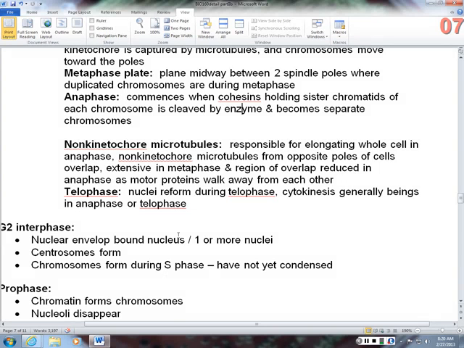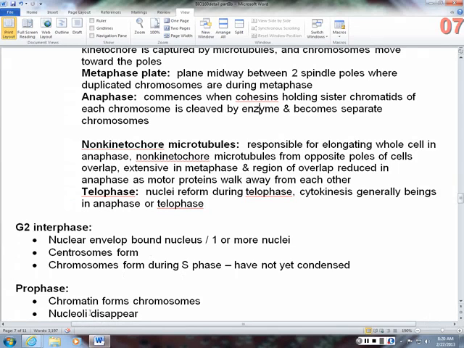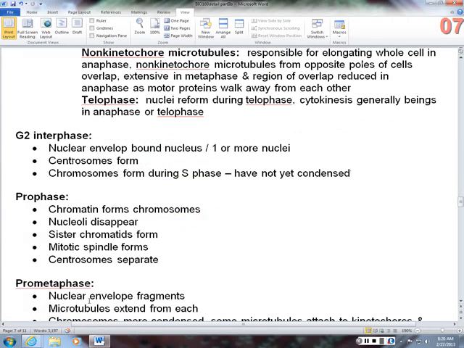So in G2 of interphase, the nuclear envelope is bound to the nucleus, and you're going to have one or more nuclei. You're going to form centrosomes, and the chromosomes are going to form during the S phase, but they have not yet condensed.